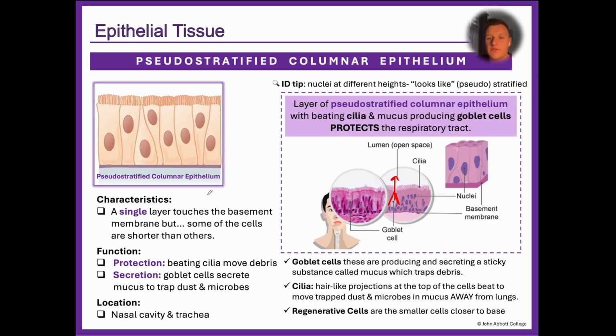So basically, the main takeaway is these pseudostratified cells have cilia at the top that beat. They do not absorb things, right? This is not microvilli. Microvilli is in the intestines to absorb things. Cilia are on these cells, the pseudostratified columnar epithelium, and they are just there to beat and push things along. And the goblet cells produce mucus, and both of these together protect the respiratory tract, right? So the identification tip here is that nuclei are at different heights, right? So it looks pseudo-stratified.